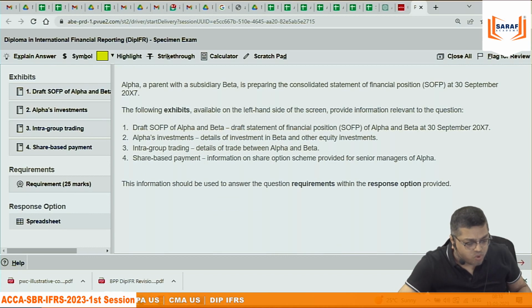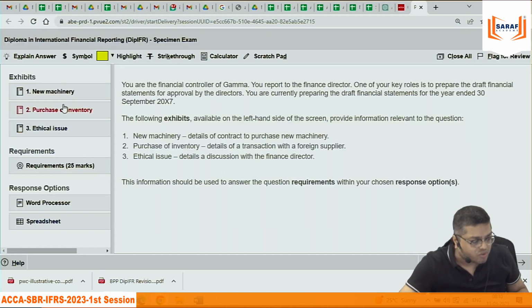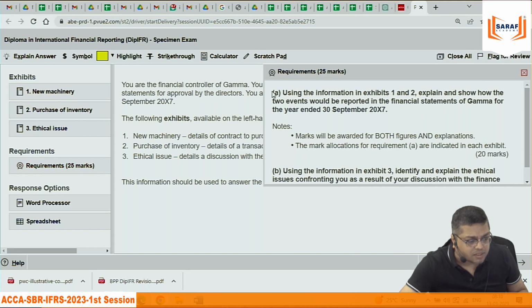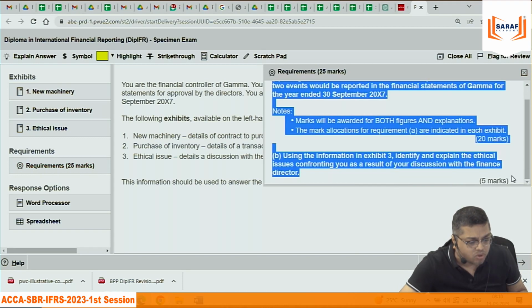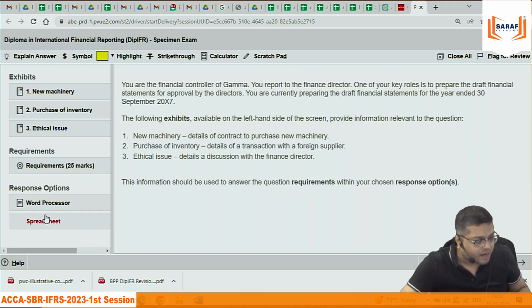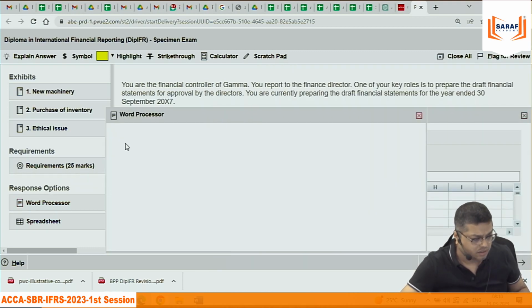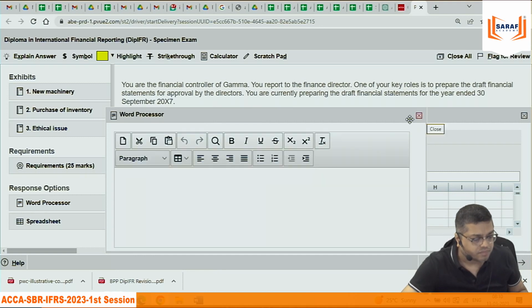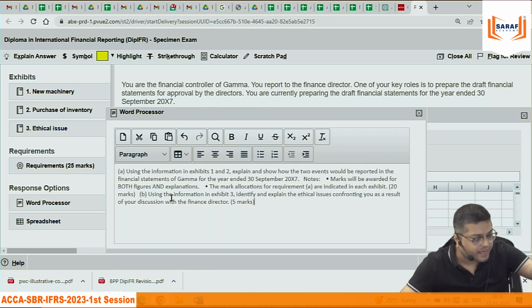If we suppose move to the second question. This is the first one, the second question. Now the second question relates to IAS, IFRS 3 exhibits. Again 25 marks. Now there is some theoretical part also. Again I have copy pasted the entire copy. And since this is theory also, I have pasted the entire thing here to save my time. Whatever is in the requirement I have pasted here.